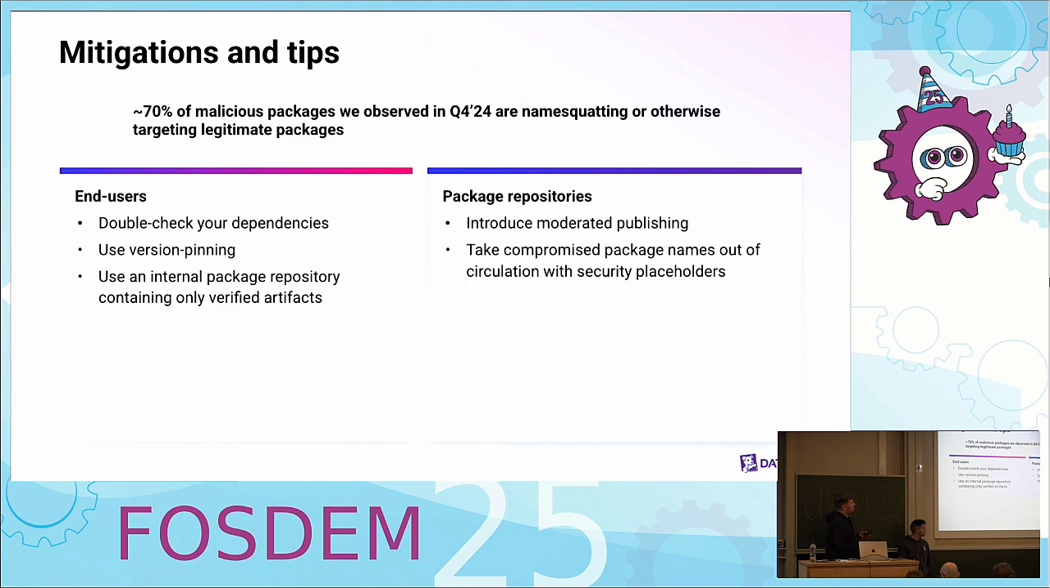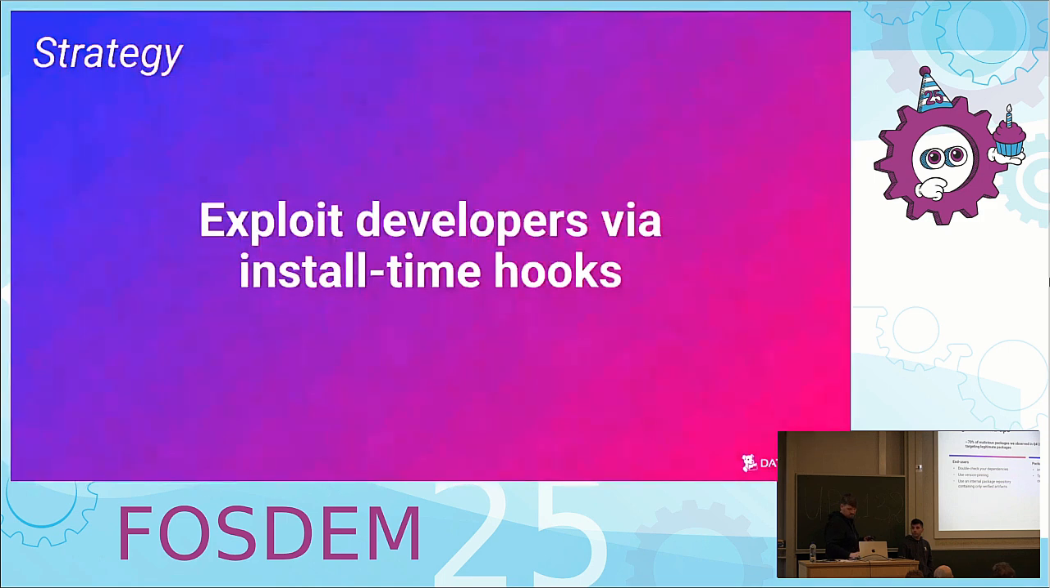Meanwhile, for the package repositories themselves, I think we would suggest introducing some kind of moderated publishing. So simply not allowing people to publish typo squats of certainly prominent packages, but ideally all packages. Whether it's some kind of verification of whether this code looks too similar to an existing package. And then also, post-compromise, take those package names out of circulation and replace them with security placeholders so that people who didn't update their dependencies don't get reinfected.